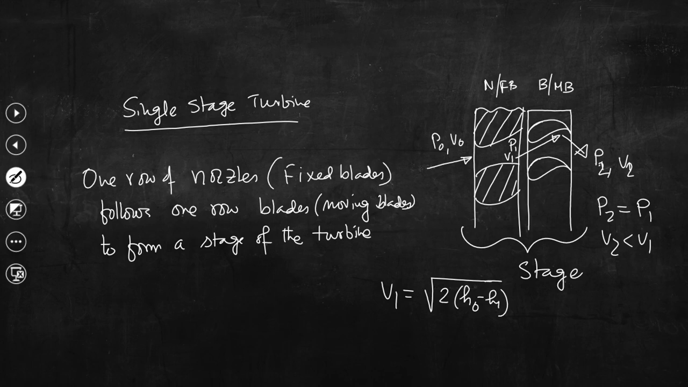This is the expression we have derived in the previous slide. So, what we can understand, if we design the turbine in such a way that the total enthalpy drop will be there in a single stage, then the exit velocity of steam would be very high. Now, we have also expressed that this V1, which is very important, is directly related to the blade velocity.